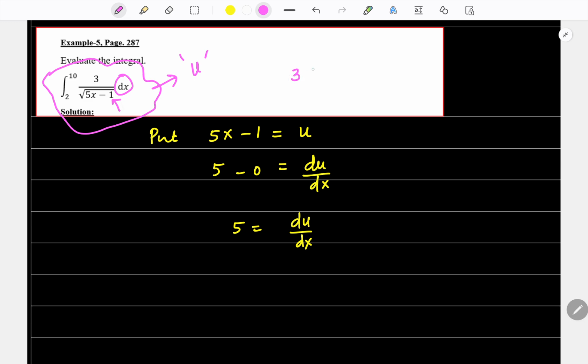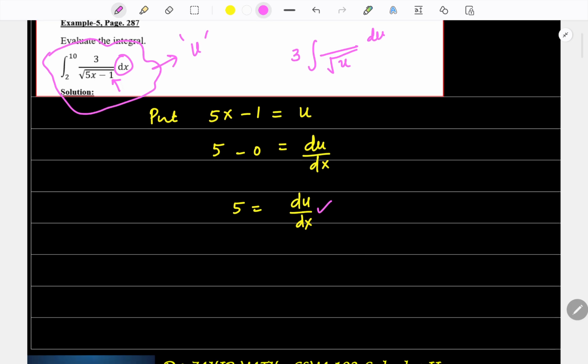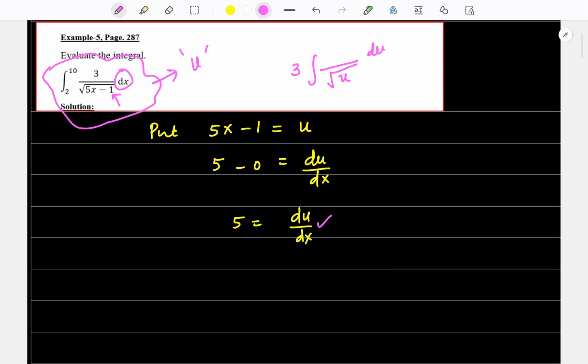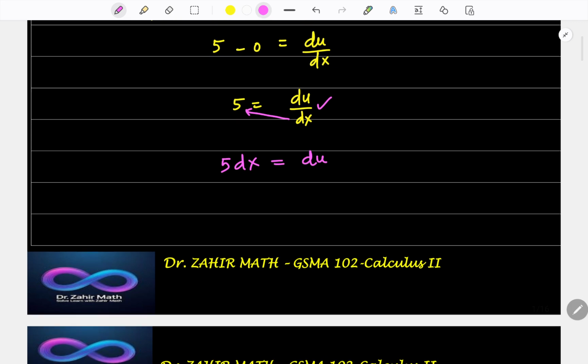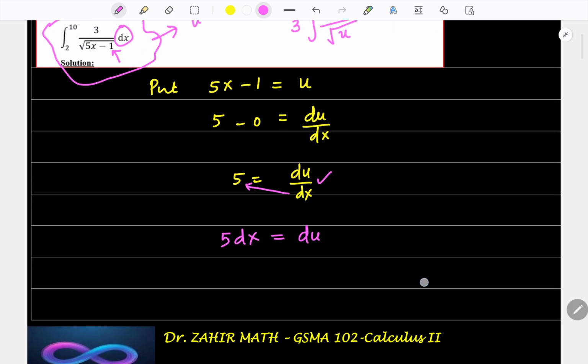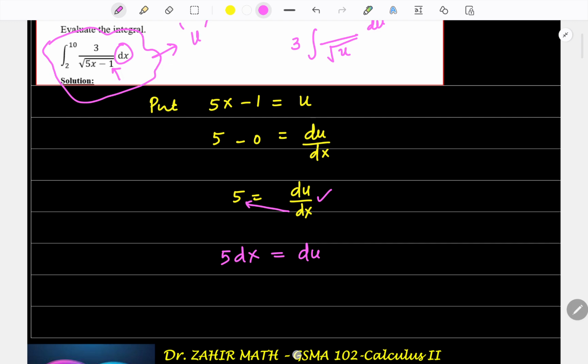So you can take the 3 out, and then put the integral. The square root of 5x minus 1, you can call it u. And the dx, you can call it something like du from here, okay? In this way, we are going to alter everything in terms of u. First of all, I need to find the value of dx. Just cross multiply: 5 times dx is equal to du. We want only dx, so I'm going to divide by 5, which implies dx is equal to du divided by 5.